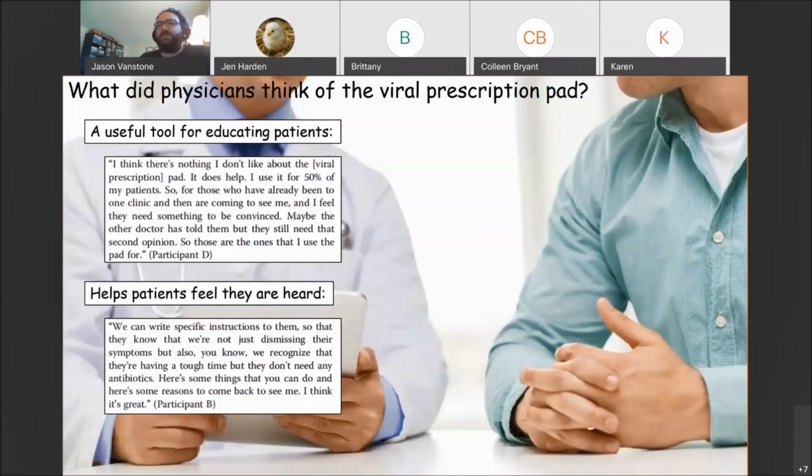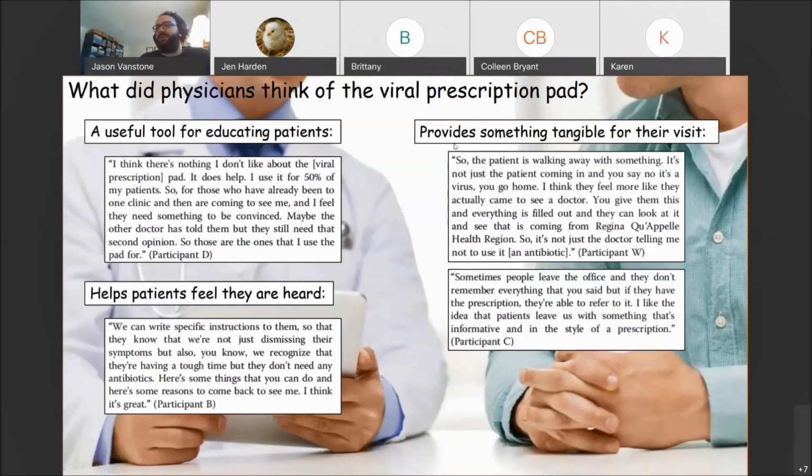Another theme was that it seems to help patients feel like they're heard. So here participant B was saying, we can write specific instructions to them so that they know we're not just dismissing their symptoms, but we recognize that they're having a tough time and that they don't need any antibiotics. So here are some things that you can do, some reasons to come back and see me, and they thought this was great.